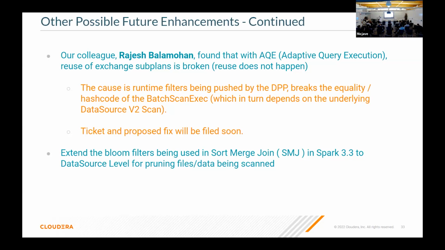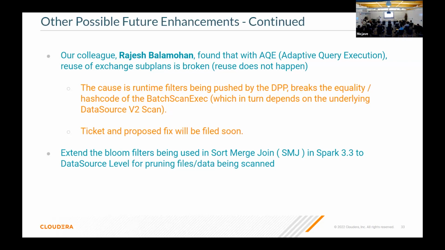What happens is that in AQE, there is a stage where one plan, one leg, has the DPP filter pushed down to the underlying scan. But on the other side, where we are comparing this branch with the other, the filter is still remaining at the batch scan exec level. It has not gone down to the actual scan. As a result, the equalities break, and so reuse does not happen.